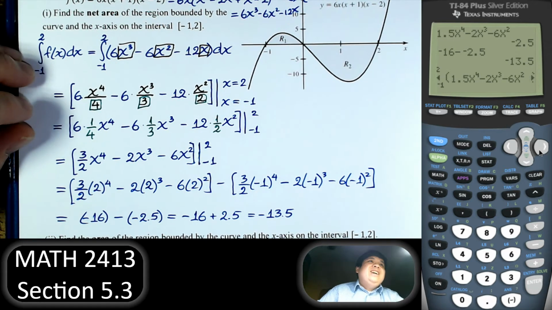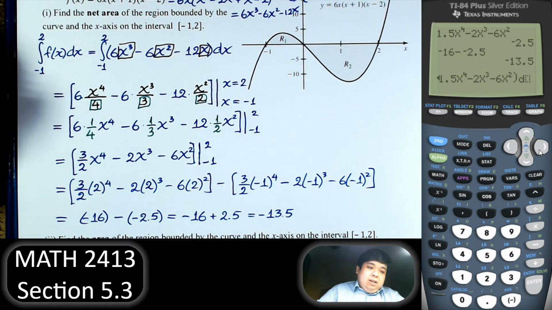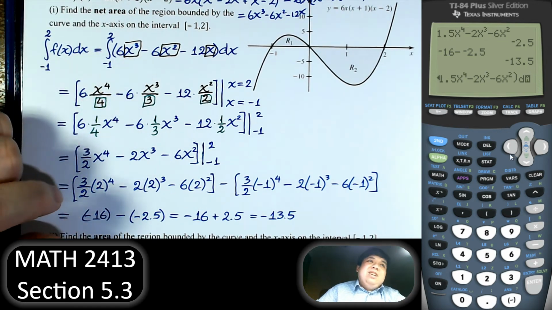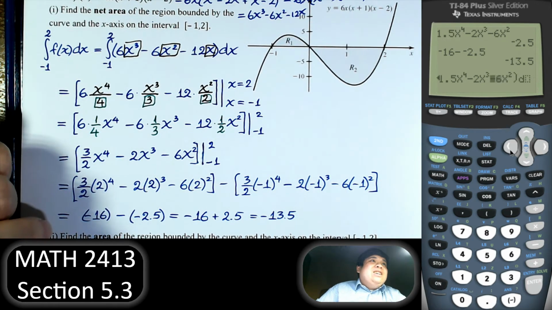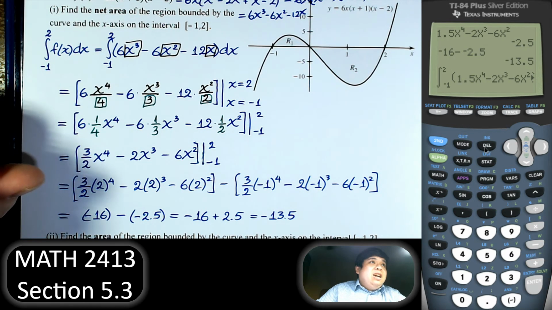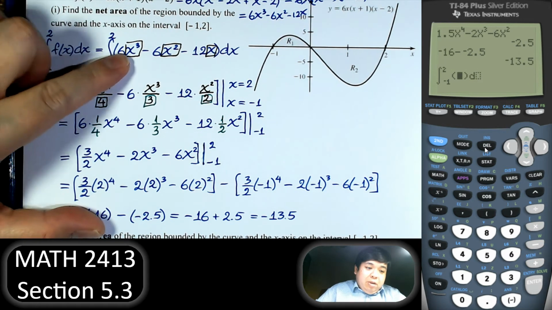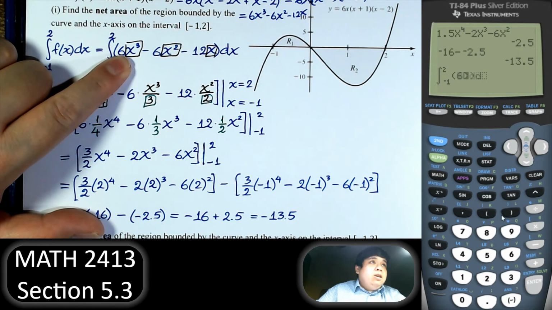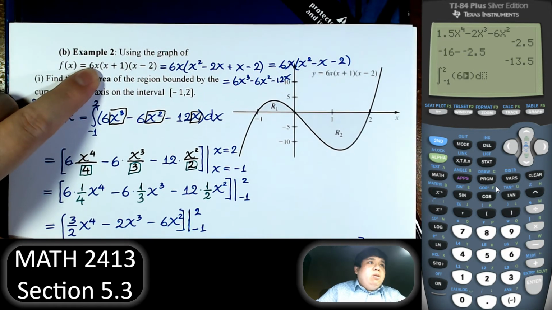Yep. And that would be wrong, because this is the function. This is the antiderivative. We're not using the antiderivative here. Sorry. Don't put that antiderivative, because the function is 6x cubed. It's better to just enter from the beginning.